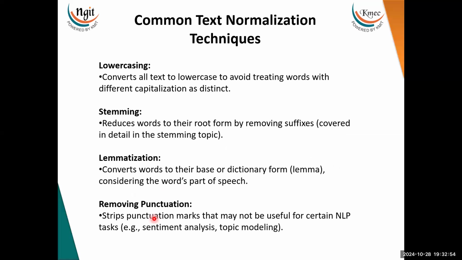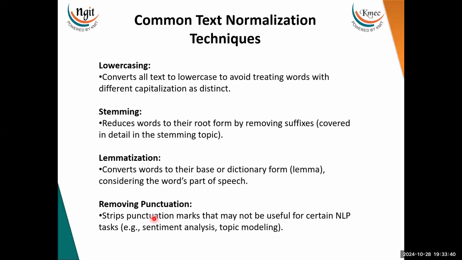Now we'll see common text normalization techniques. The first one is lowercasing. It converts all text to lowercase to avoid treating words with different capitalization as distinct. For example, if you give the input Apple, with the letter A capital followed by small letters, APPLE, versus the lowercase apple, the output would be the lowercase apple, where the meaning doesn't change and is the same for these things. So that is lowercasing.